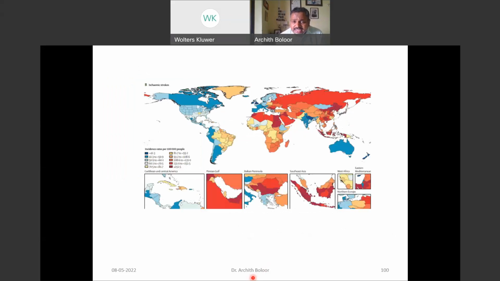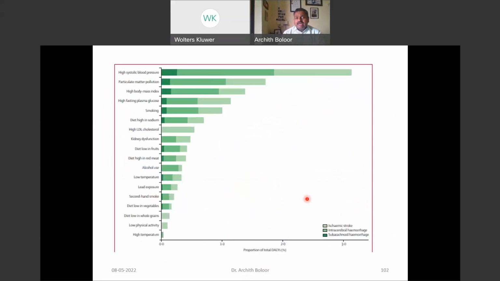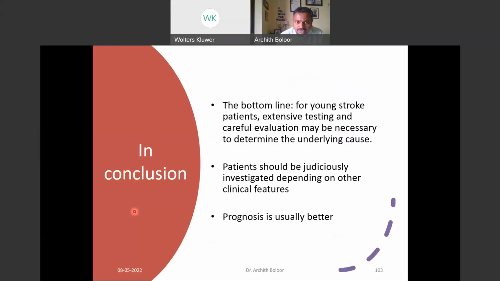And these are the various patterns. India is there for all the types of strokes. This is from the GBD article which I told you about, and you can see that we have a large amount of strokes that is increasing the world over. If you see the various causes, which I have already discussed, in this study also the high systolic blood pressure, high BMI, high plasma glucose, increased sodium, smoking, presence of CKD, diet low in fruits, alcohol use, and certain things like temperature also had a major role in the pathogenesis of stroke. So in conclusion, I would say that young stroke is not rare.